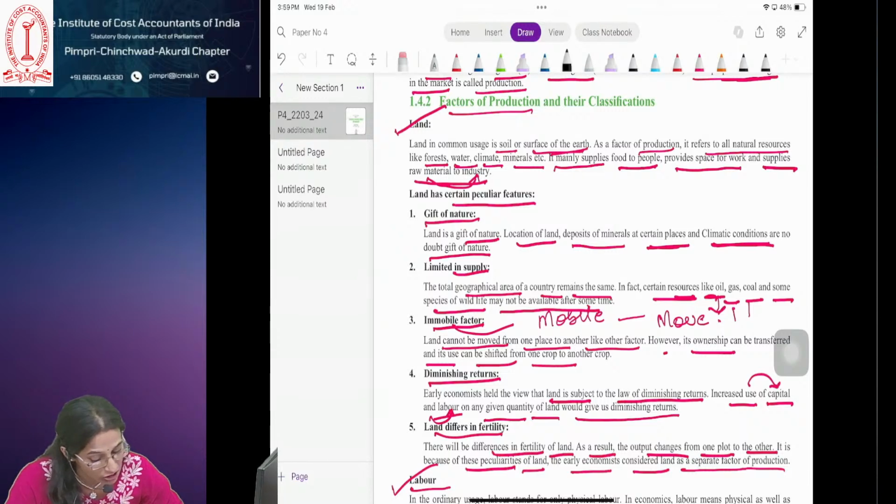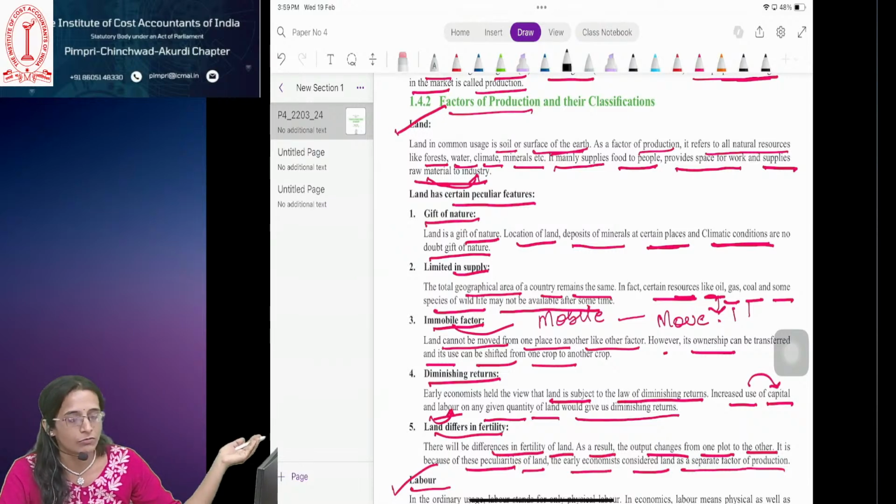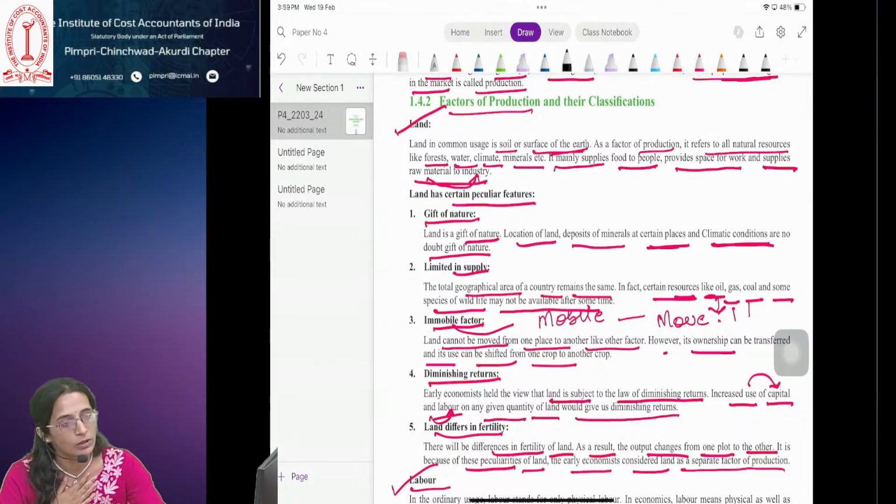However, its ownership can be transferred and it can be shifted from one crop to another crop. Ownership of the land can be transferred, right? I have a land in the village. I can sell that land to another person, so the ownership from me will be transferred to another person. So the ownership of the land is transferable. Also, if there is an agricultural land, I can take one crop, rice, sometimes wheat. I can take different crops and change the crops that I am taking on that land.